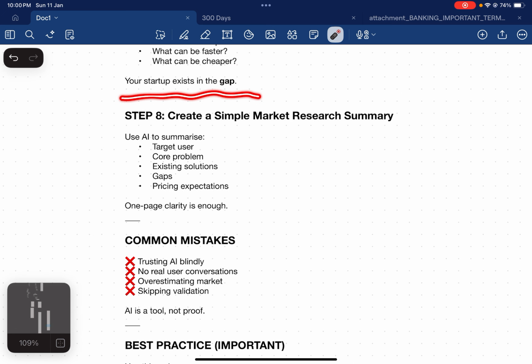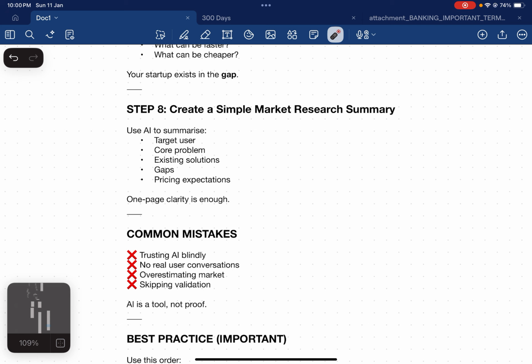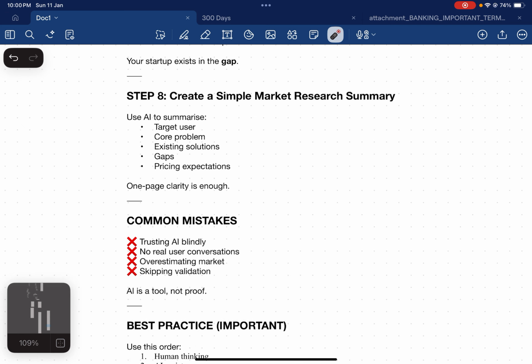Definitely. Now, step 8 is create a simple market research summary. Now, you are doing all these things, so you have to summarize everything: your target user, core problem, existing solutions, gaps, and pricing expectation. One page of clarity is enough.